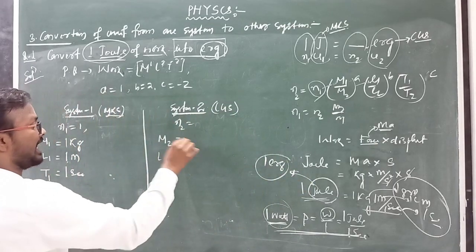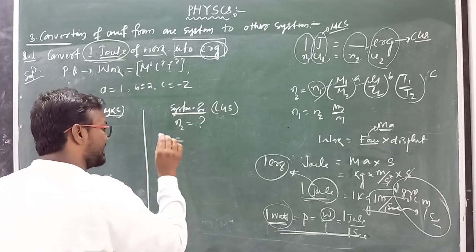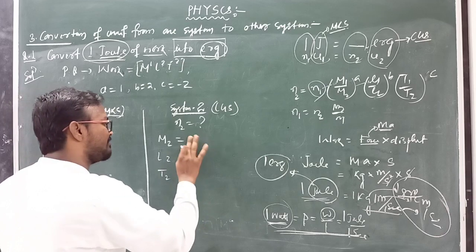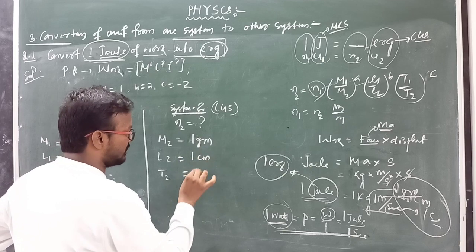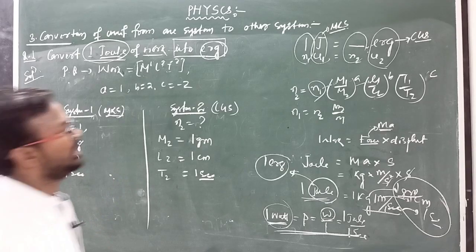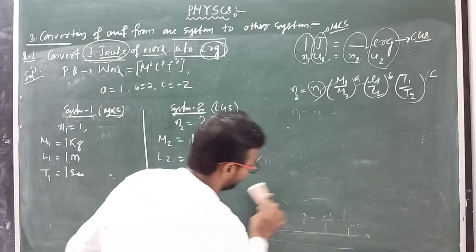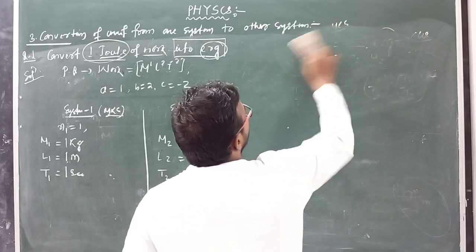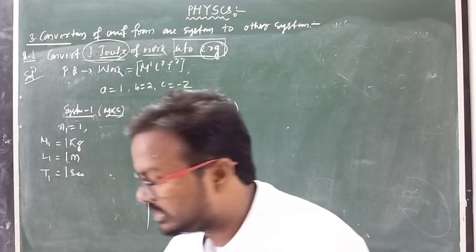So you can write here M2 equal to, but we have to find n2. So M2 is equal to 1 gram, the second system. So we can write 1 gram in CGS system, next 1 centimeter, then 1 second. Now use this value in this given relation. If you use these values in this relation for n2, then we get the conversion of unit from one system to another system, clear?